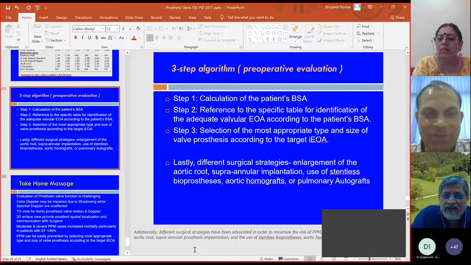Usually what they do is they undersize the aortic valve by one. If the annulus is about 20, they can safely put a 19 valve. Or sometimes after debridement of the calcification, they remove the calcification and then they can place a bigger valve. But if that is not possible technically, then he has to think about alternate strategies.